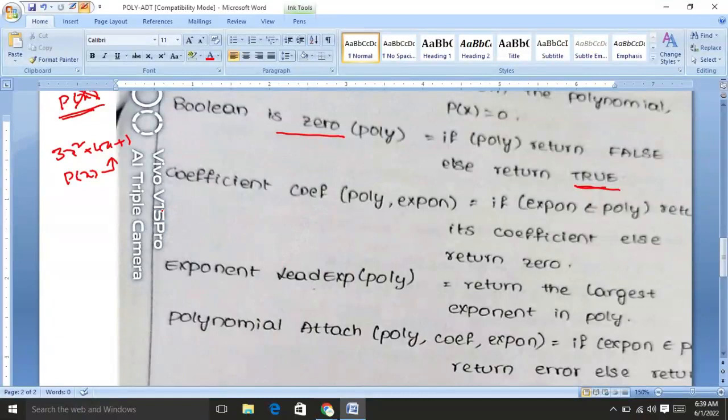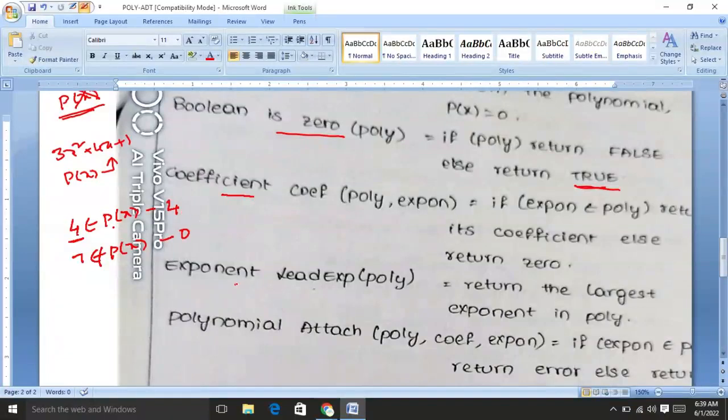Suppose I would like to find out whether the coefficient 4 belongs to polynomial p of x. I return the value of the coefficient in the polynomial. Suppose the coefficient 4 exists in the polynomial, it returns the coefficient, else it returns 0. Suppose there is no coefficient 7, that is, 7 does not belong to p of x. So this coefficient function returns 0. Here the coefficient function returns 4.